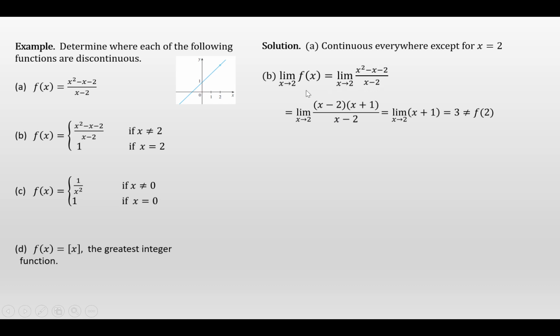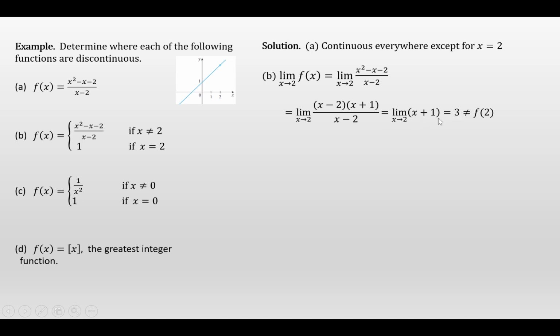Because first of all, when x goes to 2, we have a 0 over 0 type. So you have to factorize that to cancel out the 0. The top is a quadratic function, and that can be factorized into (x - 2) times (x + 1). And now x - 2 cancel each other, so you simply have x + 1 left. And now you can substitute x equals 2 and you get a 3.